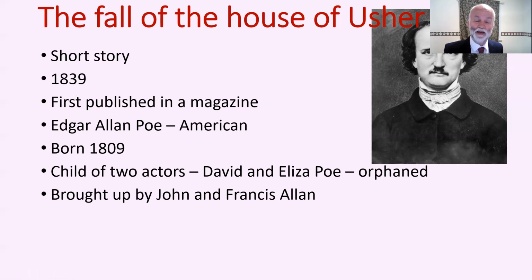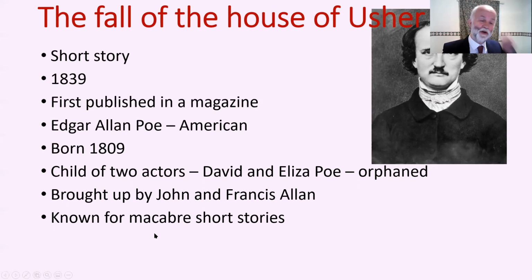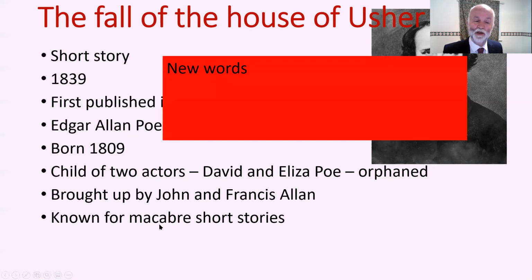John and Frances Allen were two people who brought him up, and we can see that he took part of their surname, part of his birth parents' surname. He became Allan Poe, Edgar Allan Poe. And he was known for writing macabre short stories. Macabre means bloody, violent, horrible, ghostly. All of those words would come into macabre. Very dark. So, a few new words in there.